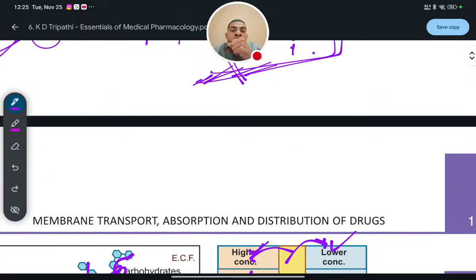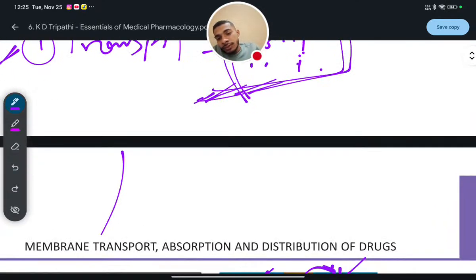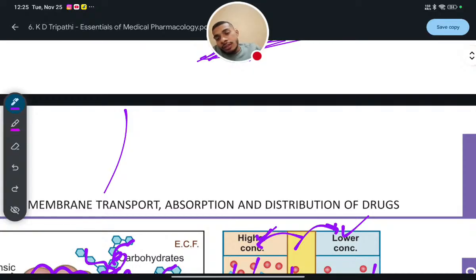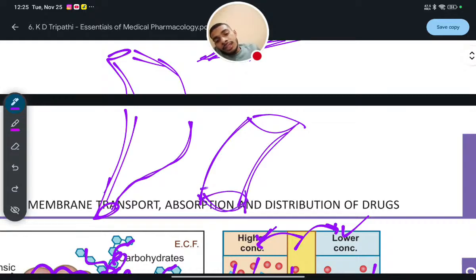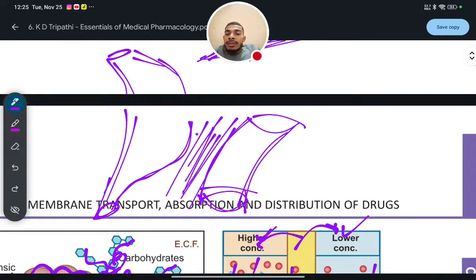For example, this is your stomach. In the stomach, there will be some linings. And this is the circulatory system. So this is the membrane. Yes or no? Basement membrane.